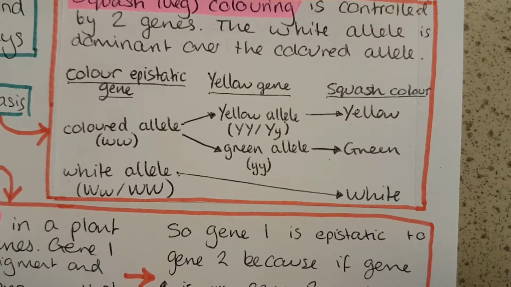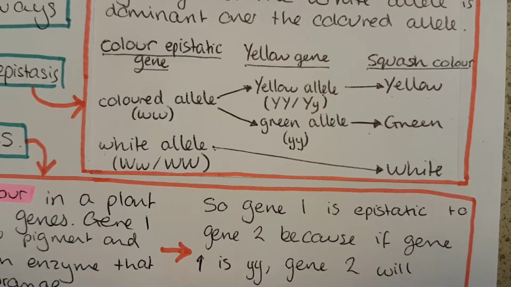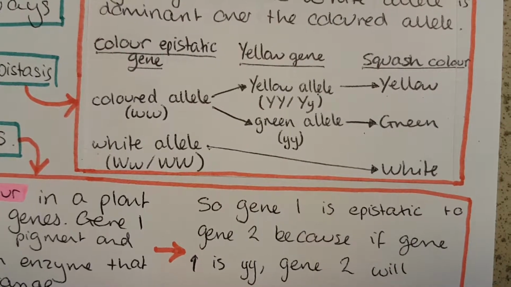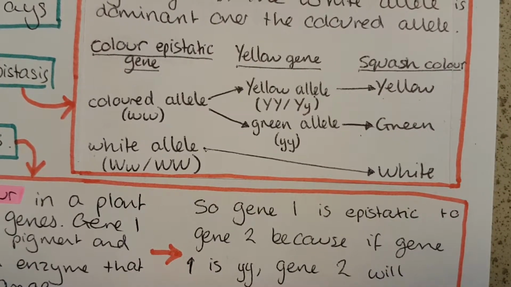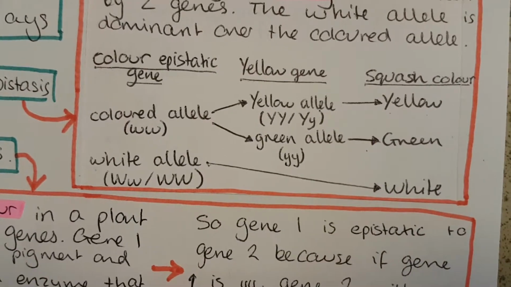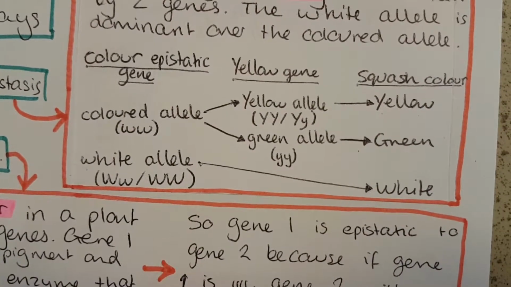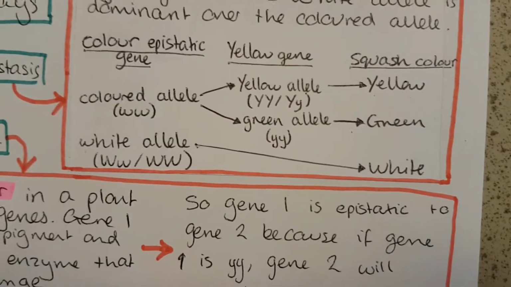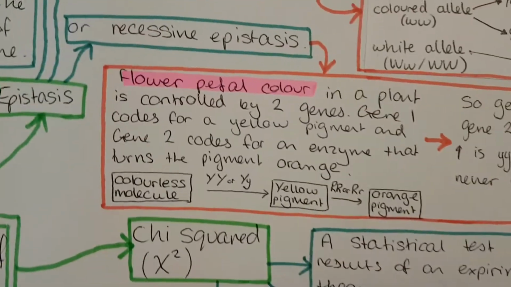But because this is dominant epistasis, if you have a dominant white allele, so big W, little w, or big W, it blocks that recessive coloured allele from working, and you get just a white squash. This also works the other way around with recessive epistasis.